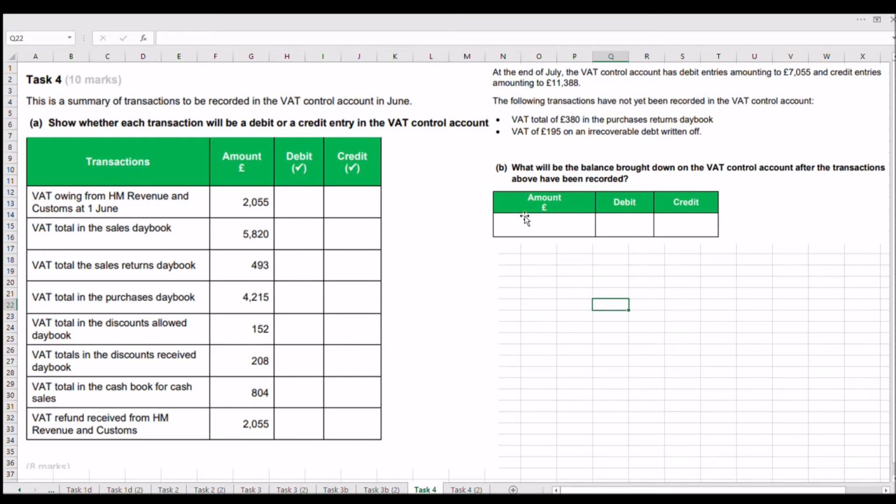And then over here we have the VAT control account balance question really. So this is 10 marks in here. You should probably knock this out in about 5 minutes. So we'll come back into it in 5 minutes.